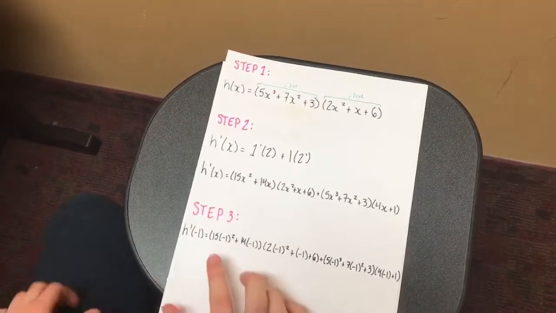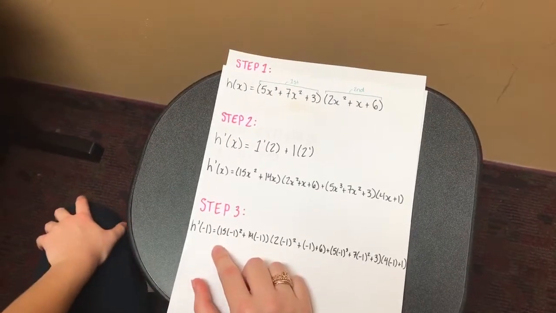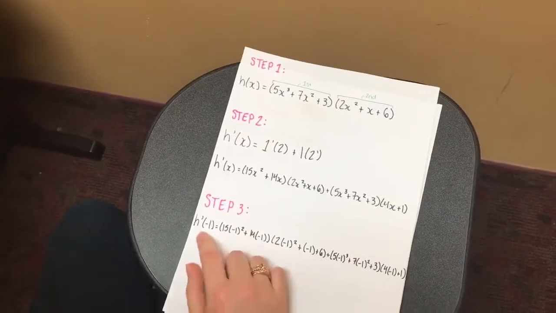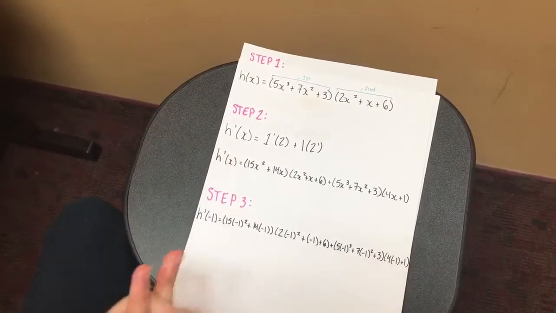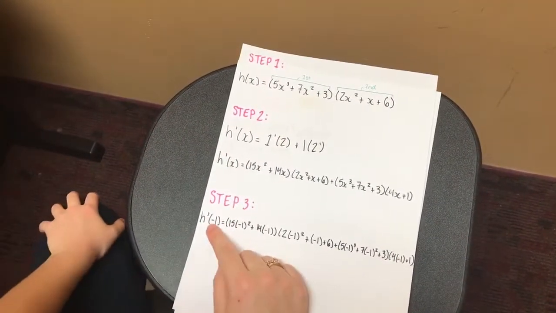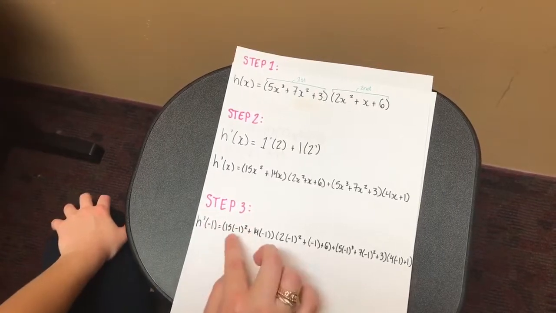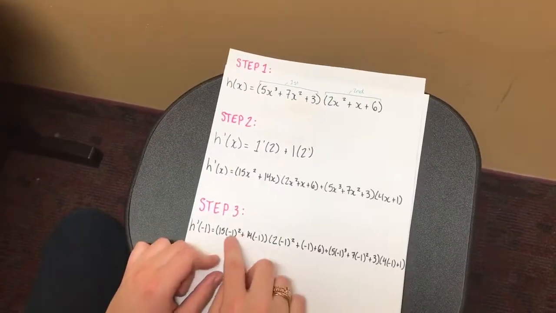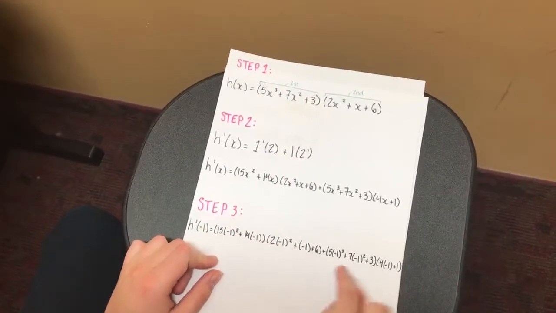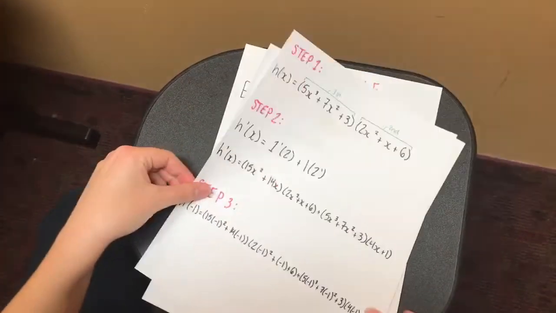Okay, so for step 3, it's quite simple. All you're going to do is plug -1, because we're trying to find h at -1, into the x here, and then you're just going to plug the -1 into all the x's that you see. So I showed that there for you. I don't have to go through it because you can see it.